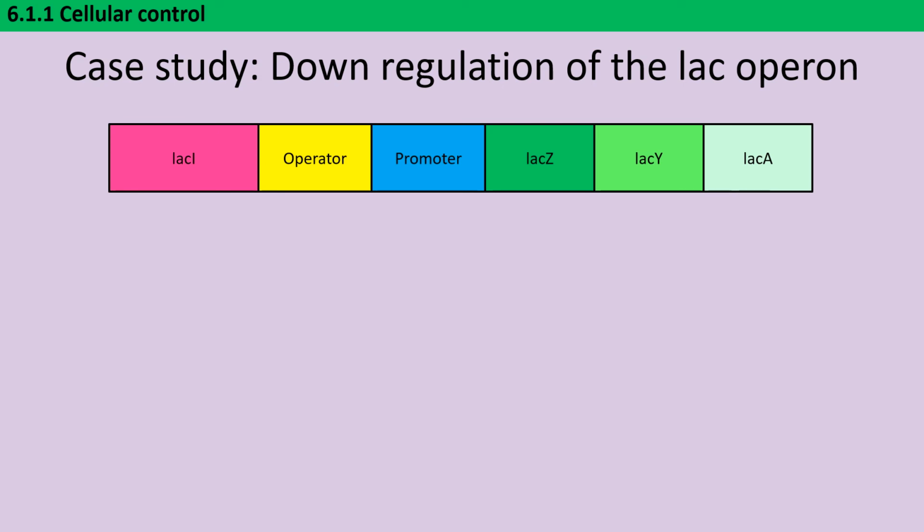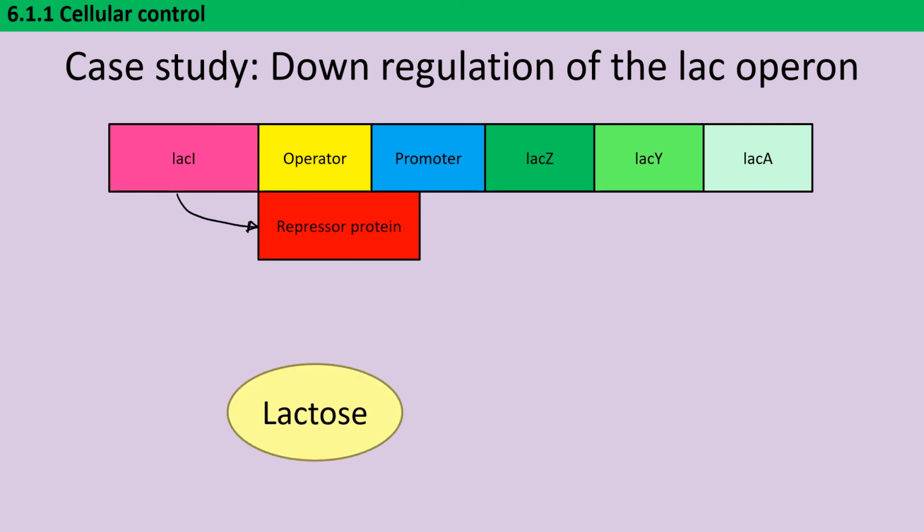The first thing that you need to know is that upstream of the genes for the 3 enzymes and also their promoter region, there is a 4th gene, a regulatory gene called LacI. What LacI does is it makes a repressor protein. This protein binds to a site called the operator, and it overlaps with the promoter. As long as the repressor protein is there, RNA polymerase is unable to come and bind, and therefore transcription is unable to start.